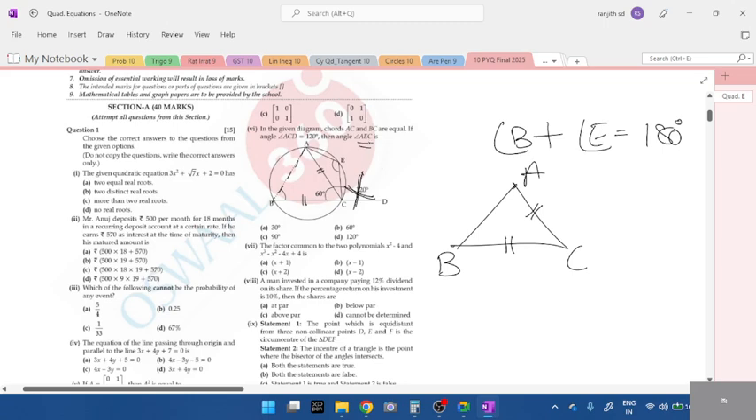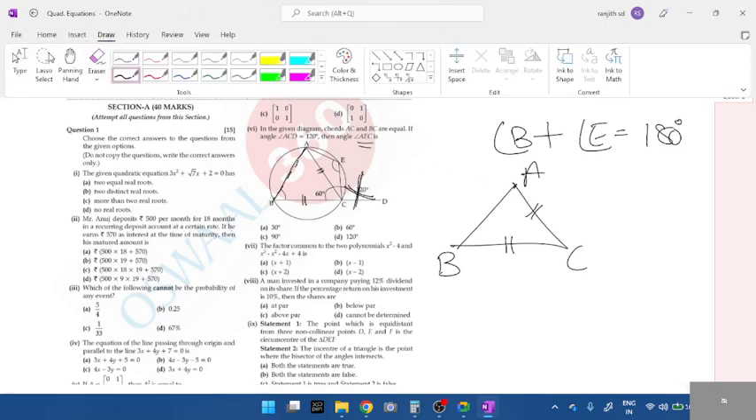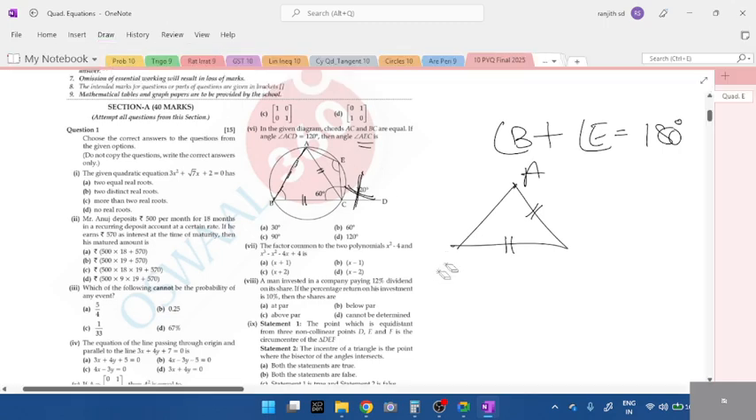Where is AEC given? AEC is touching the circumference, right? If I join AB, AB is given as a dotted line. Even if they don't give it, just join AB. What kind of diagram do we get? Cyclic quadrilateral. In a cyclic quadrilateral, what is the property I taught you?